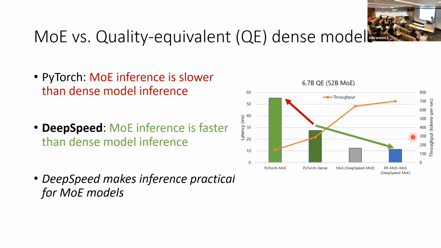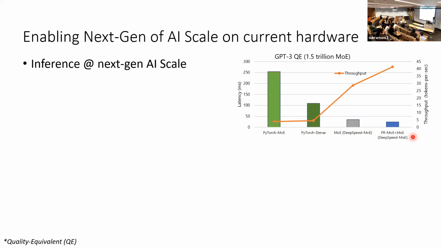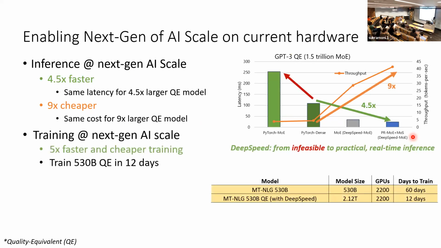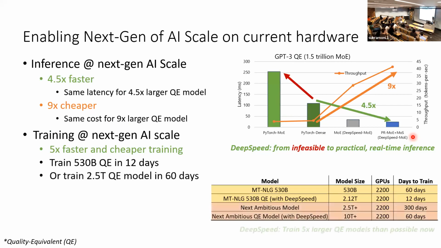And these are not the same size, they're quality equivalent, which means the 6.7 billion quality equivalent and the 52 billion MOE. There are a lot of details I'm skipping. This is actually an ICLR paper, I think, where we talk about how we do the quality equivalence and so on. So I think the key message here is MOE models are interesting. They're going to enable the next generation of AI scale on current hardware. Unless we do groundbreaking new hardware, we're fairly limited on these model scales and optimizations.